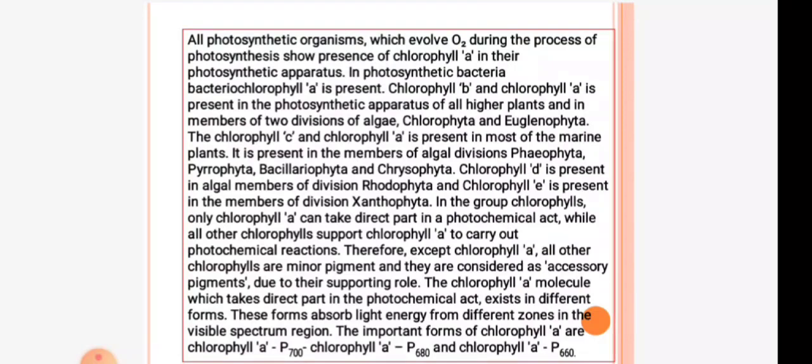These forms absorb light energy from different zones in the visible spectrum region. Chlorophyll A P700, chlorophyll A P680 and chlorophyll A P660. These are the important forms of chlorophyll.